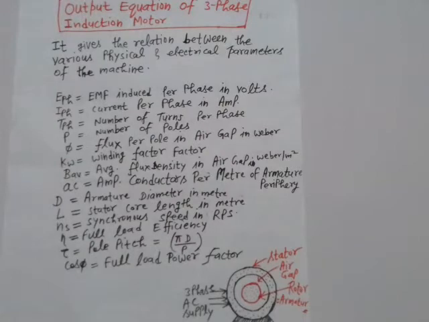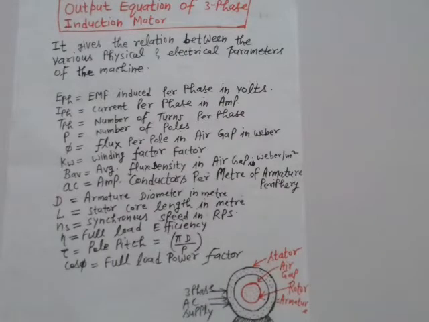Due to the mutual induction principle, the power from stator gets transferred to rotor after crossing the air gap between stator and rotor in a three-phase induction motor. This is a three-phase AC supply given to the stator. The outermost surface of the machine is the stator. This red circle represents the rotor, or you can say armature. Between stator and rotor there is an air gap.